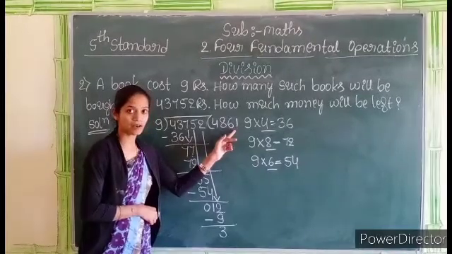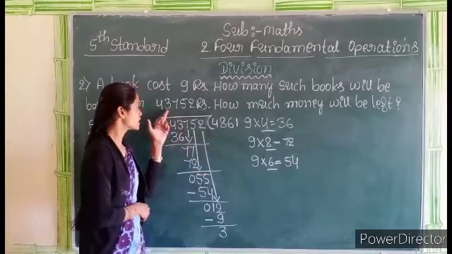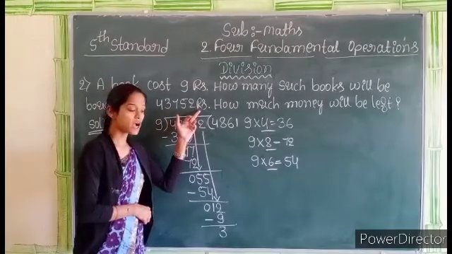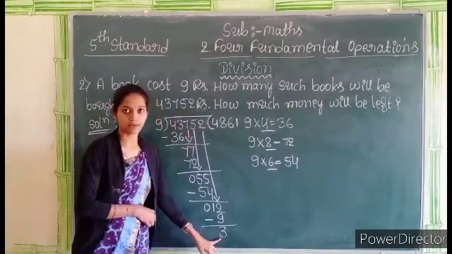4,861 books can be bought for this 43,752 rupees, and we are left with 3 rupees.